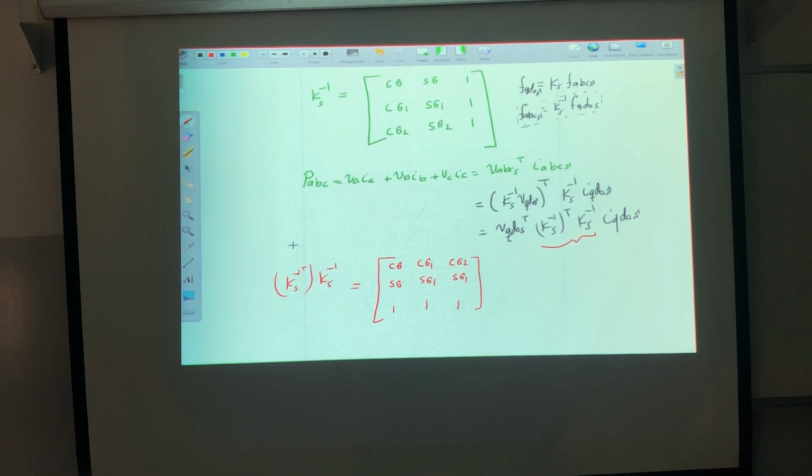So I need to multiply it by that one, which is the cosine theta, sine theta, the one, and cosine theta 1, sine theta 1 and the 1, cosine theta 2, sine theta 2 and the 1.